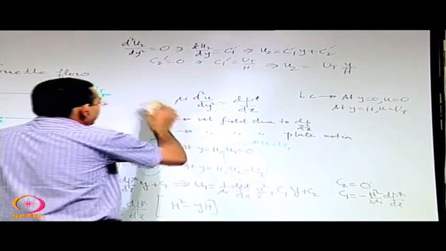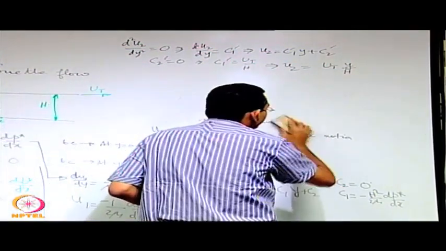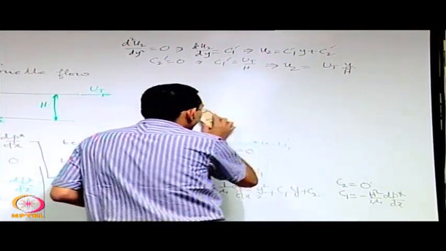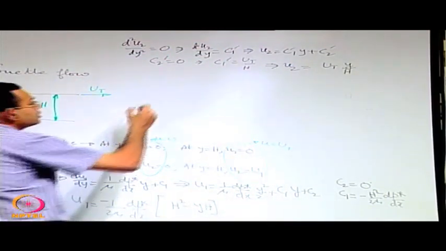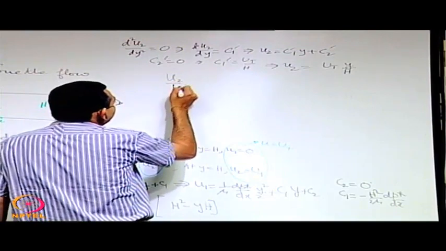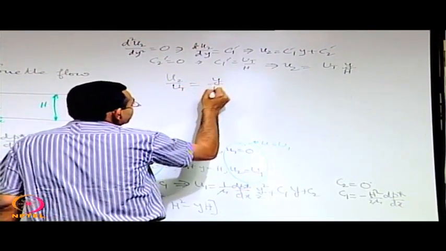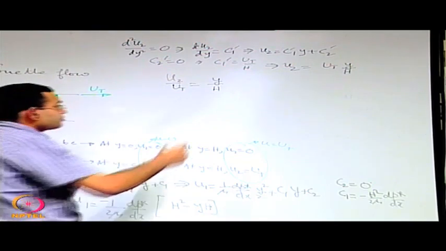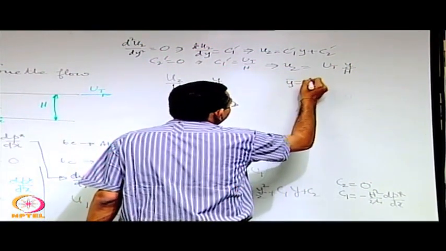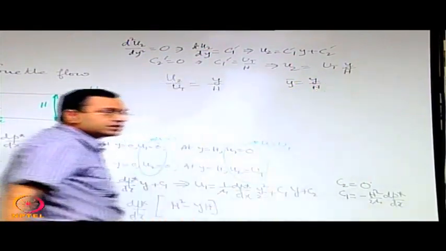It is possible to write the expressions, the velocity profiles for u1 and u2 in a non-dimensional form. For example, you can write u2 by ut is equal to y by h. This is a non-dimensional way of writing it, and let us give a new variable name y bar equal to y by h, just for writing convenience.